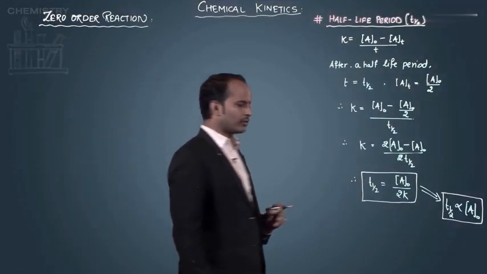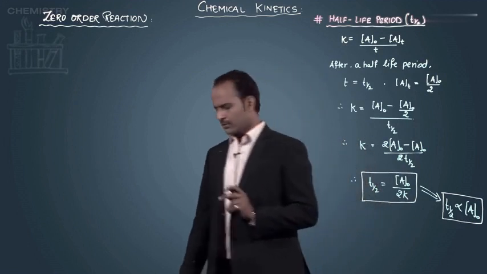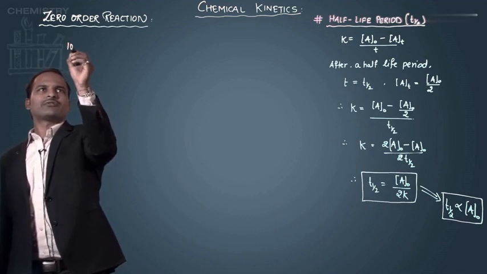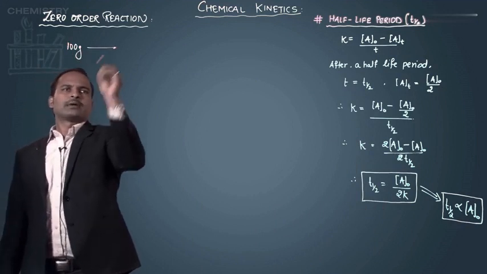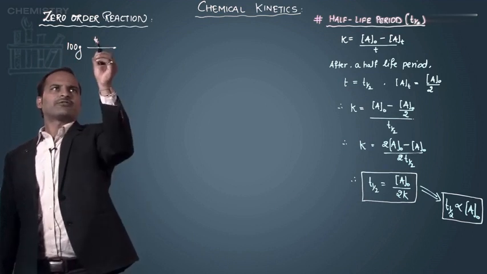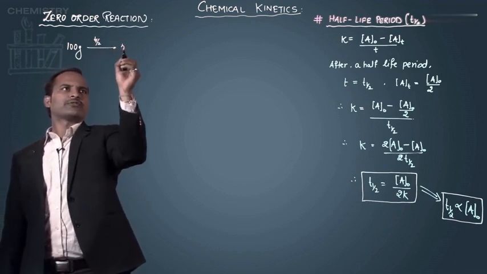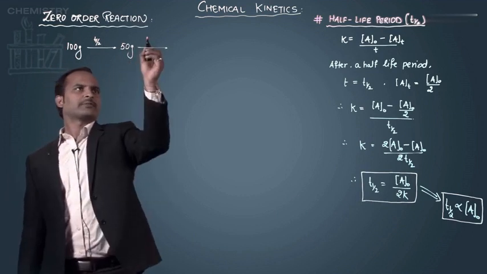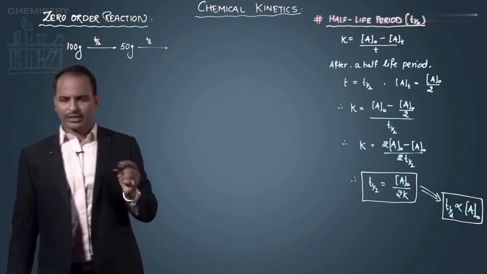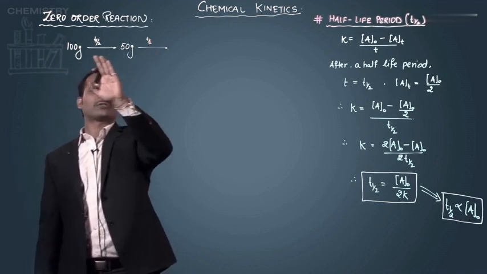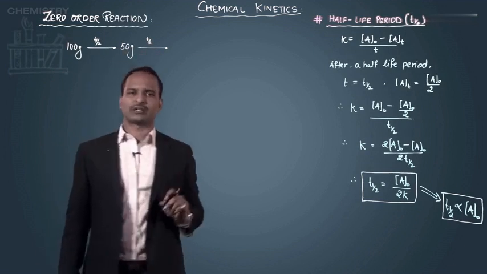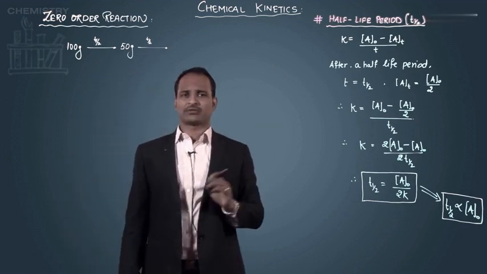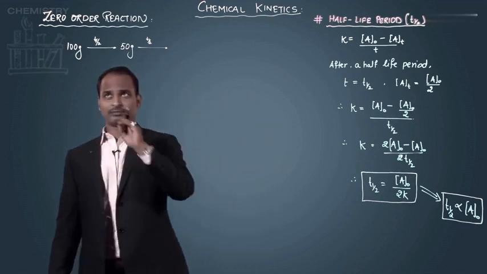So for a half-life period, we got the formula T half is equal to A0 upon 2K. Now let's see some examples on the half-life period. Suppose I take in the beginning 100 grams of reactant. After a particular half-life period, it will reduce to 50 grams. Now the question is, what will be the reactant after the next half-life period? If it is a first order reaction, then from 50 it again reduces to half, that is 25 grams. After another half-life, it again reduces to half, from 25 to 12.5 grams.